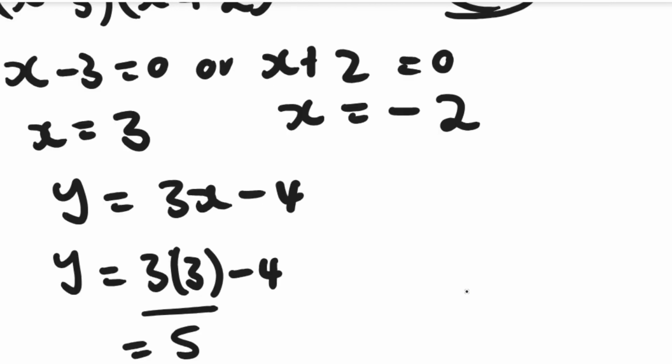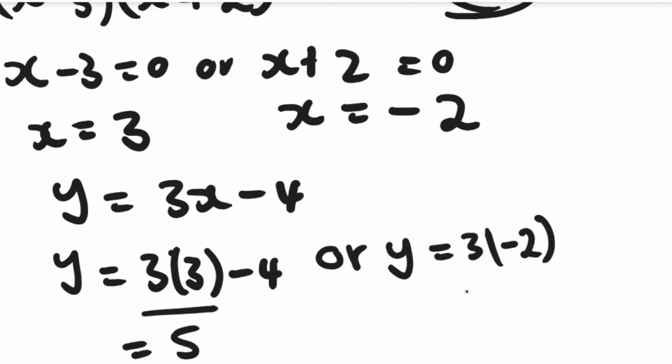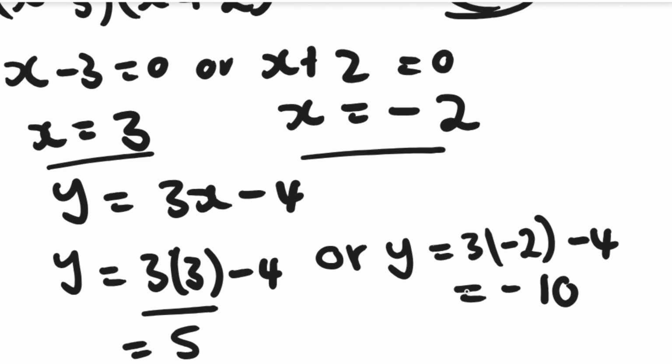Or we get our y as 3 times minus 2 and then minus 4. Okay, 3 times minus 2 is minus 6. Minus 6 minus 4 is minus 10. And these will be the solutions. These 4 values will be your solutions: 2 values of x and 2 values of y. When x is minus 2, your y should be minus 10. When x is 3, your y should be 5.